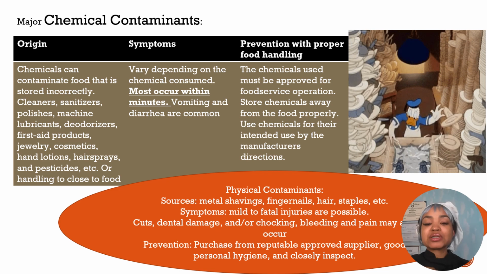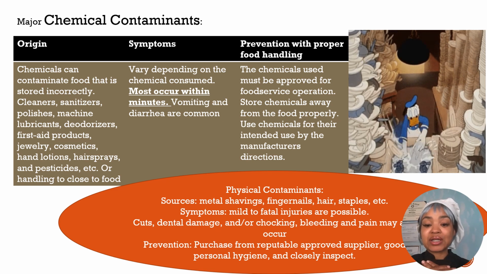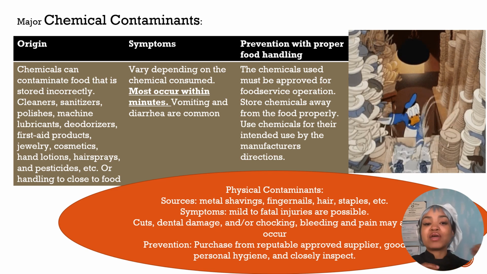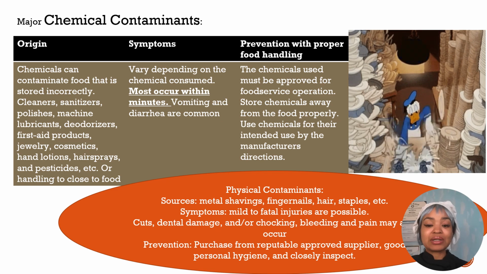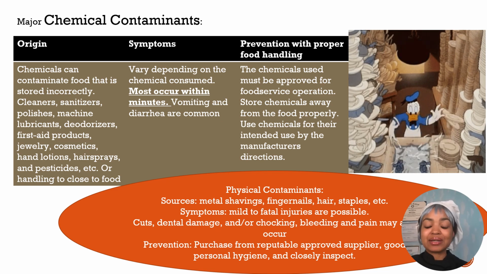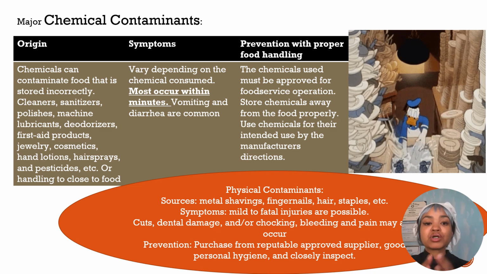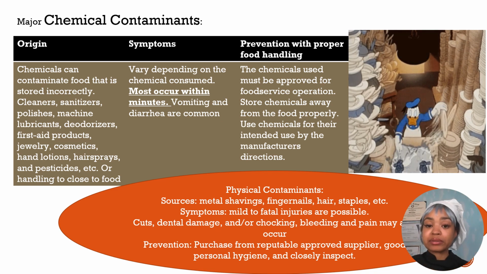The symptoms of when these two do cross and there is cross contamination, because you now have chemicals near your food, vary depending on the chemical that was consumed, because ultimately these are things that are not supposed to be digested by the human body. Most occur within minutes. Vomiting and diarrhea are common.